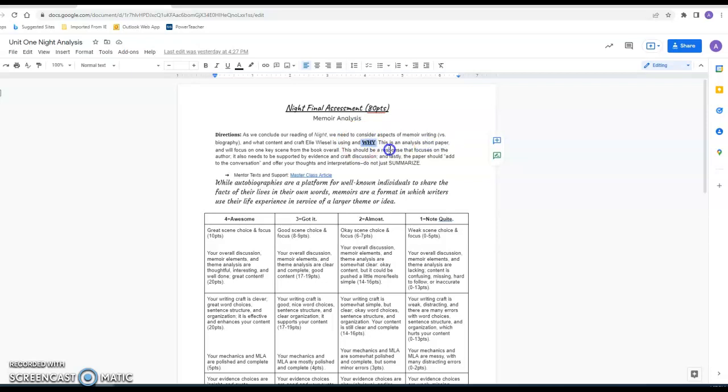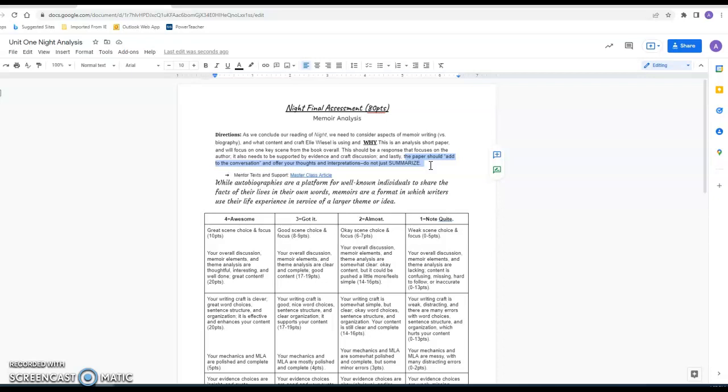Because it's an analysis short paper, you're going to focus on one key scene from the book overall. It's going to be a response that is author-focused, so no I statements. You're going to talk about Wiesel and his work and what he does. You will have to use evidence, and you'll have to talk about his writing or craft elements. And lastly, I want the paper to add to the conversation, and what I mean by that is you're interpreting and thinking about the choice of the scene that you picked.